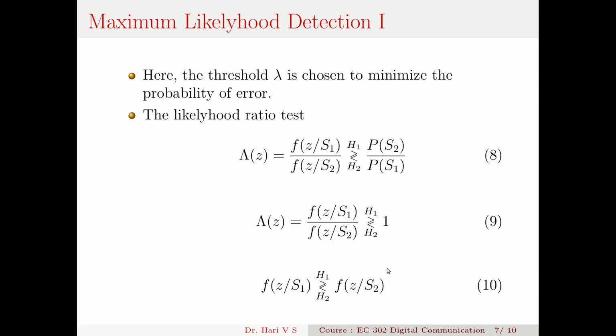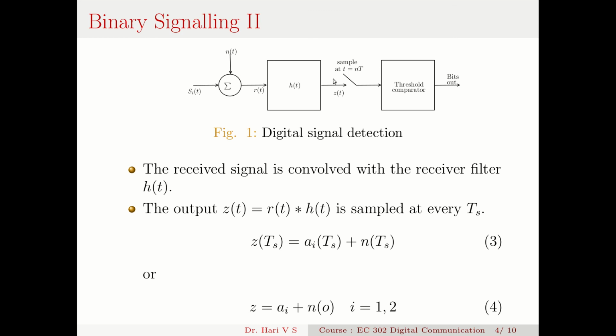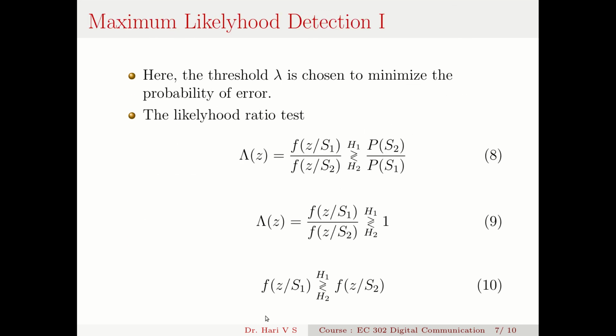Now let us consider a likelihood ratio, capital lambda of z, that is equal to f of z given s1 divided by f of z given s2. What is my z? That is the output here. This is my z value. When this ratio, f of z given s1 divided by f of z given s2, is computed, if it is greater than PS2 by PS1, I take the hypothesis H1. If it is less than PS2 by PS1, I take the hypothesis H2.